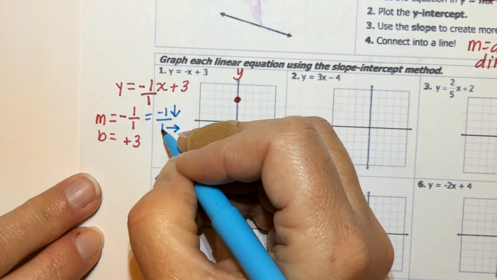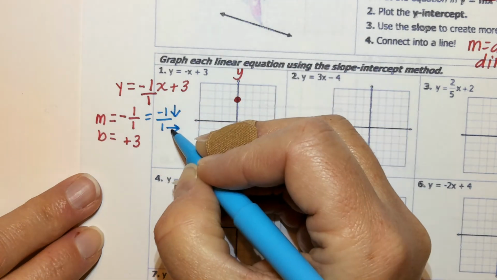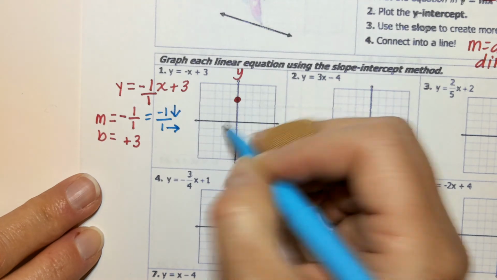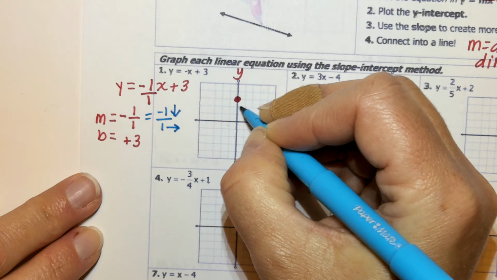So if this bottom number were negative, it would be a left movement. So again, up or down, right or left. So we've got our driving directions. It's down 1, right 1. From where? From your intercept.